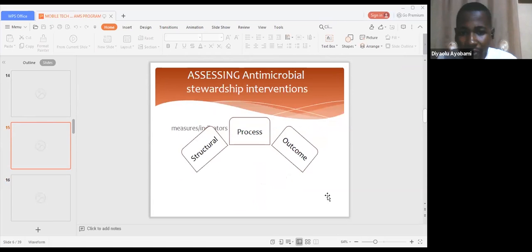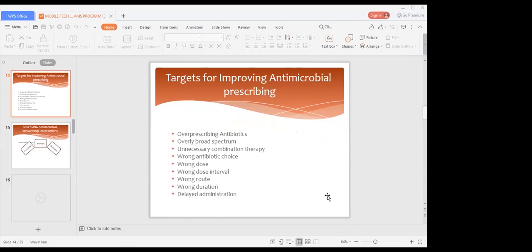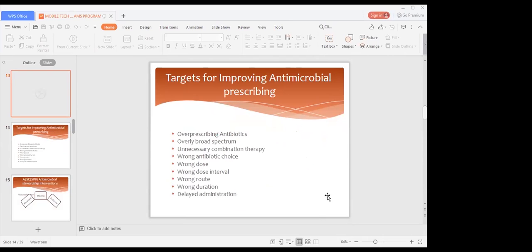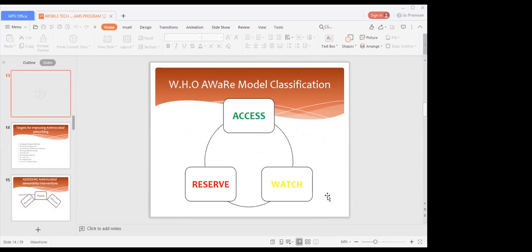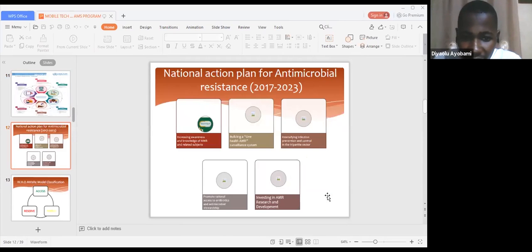There's a National Action Plan that has a 5-point agenda in Nigeria, of which antimicrobial stewardship happens to be one. The National Action Plan hopes to increase awareness and knowledge of AMR related subjects, to build a one health AMR surveillance system. But more importantly, it also hopes to promote regional access to antibiotics and antimicrobial stewardship.